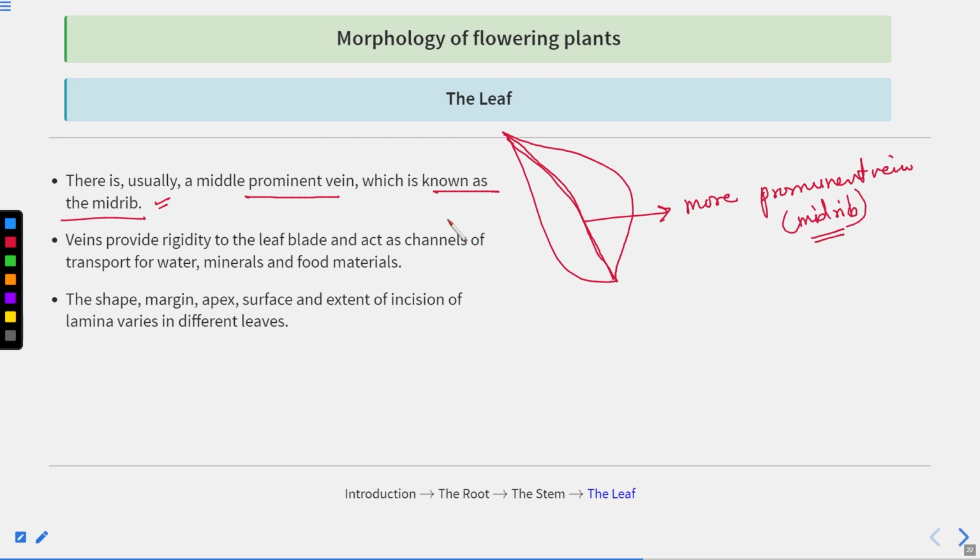Now the veins provide rigidity to the leaf blade. These are the veins that come out from the midrib. So these veins provide stability, rigidity to the leaf blade and act as a channel of transport of water. This is very important. It has a channel-like structure that brings the water from the petiole region to this lamina part. From the midrib, the water moves to each vein, and from the veins, it moves to the different veinlets like this.